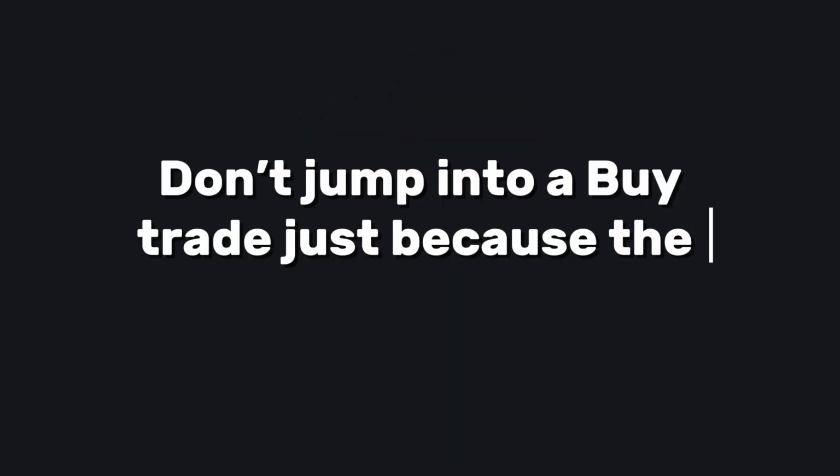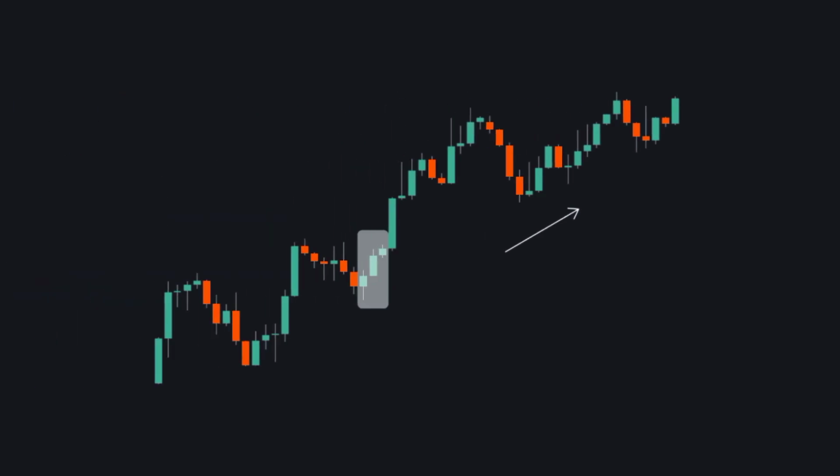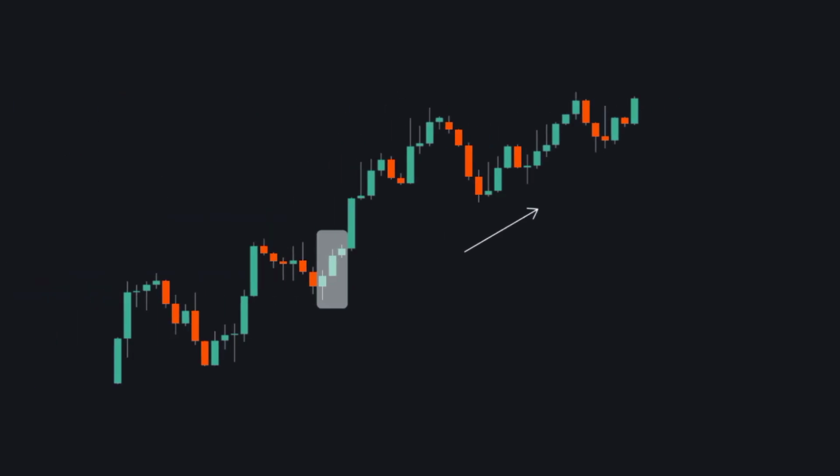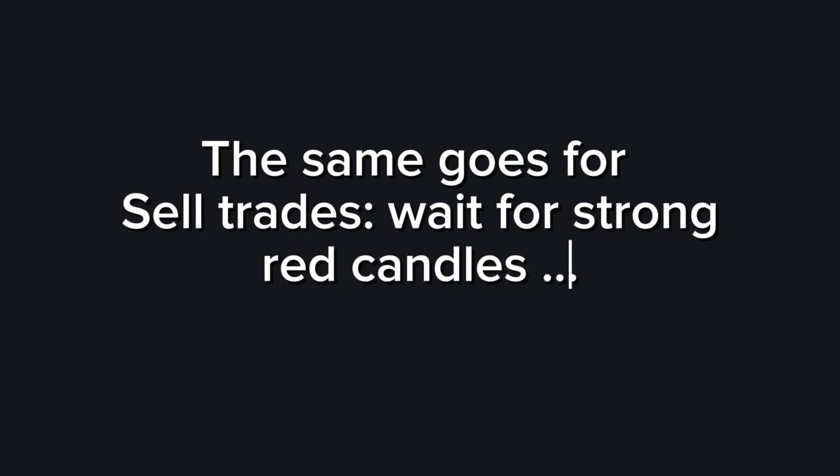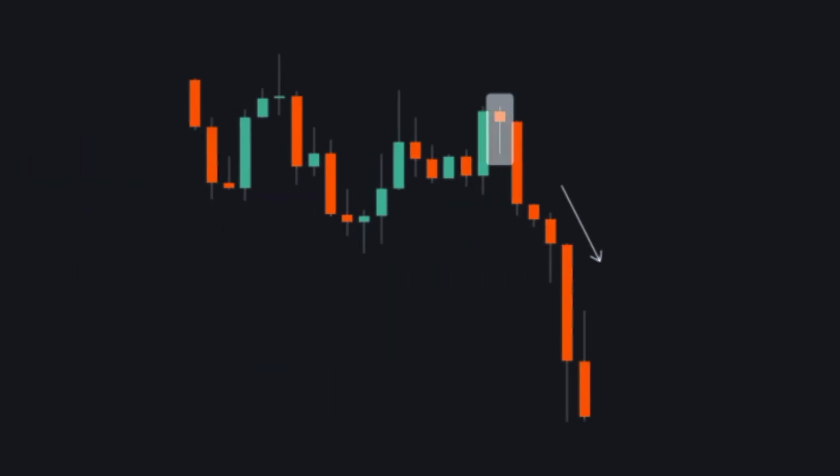One more important note here, don't jump into a buy trade just because the tool shows a buy signal. Always make sure there's a strong green candle and clear bullish momentum to back it up. The same goes for sell trades. Wait for strong red candles or obvious bearish pressure to confirm the signal. This extra step adds a lot of quality to your entries.